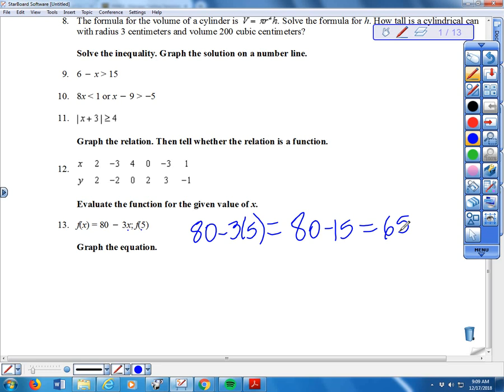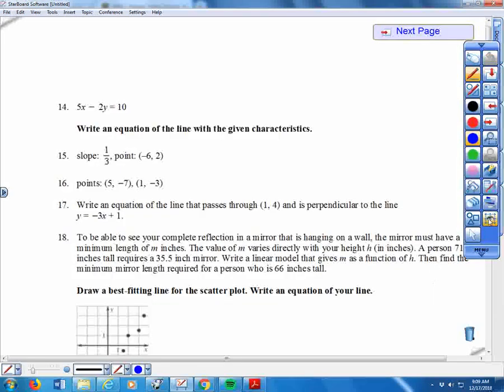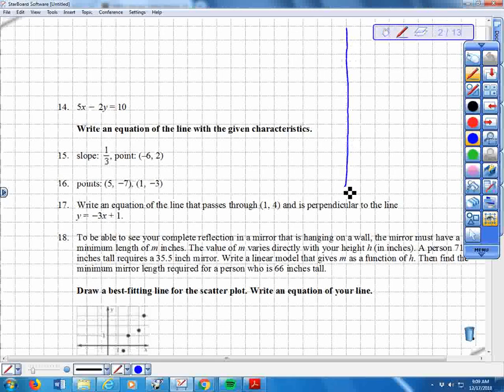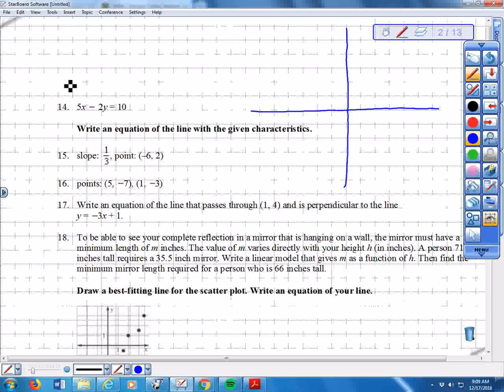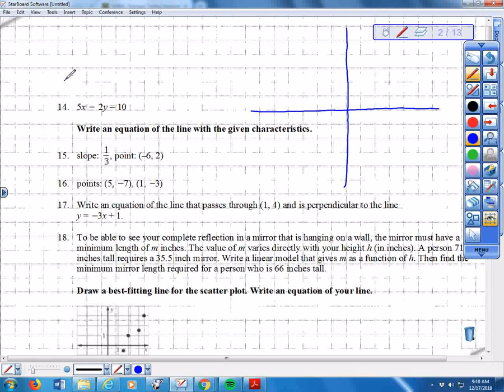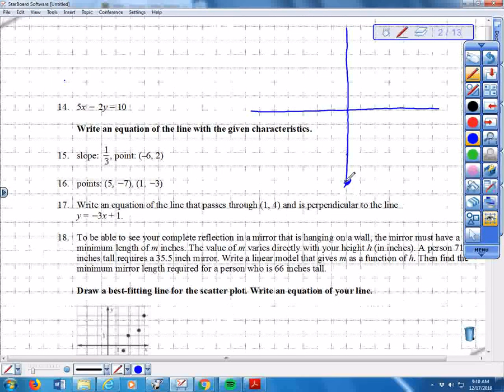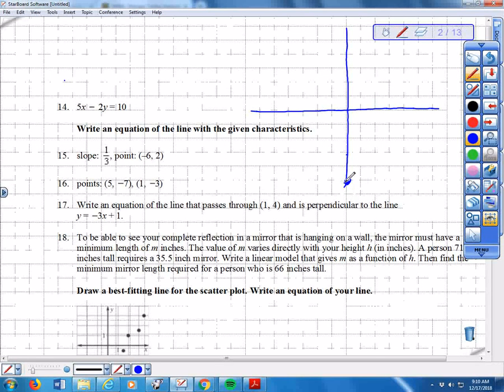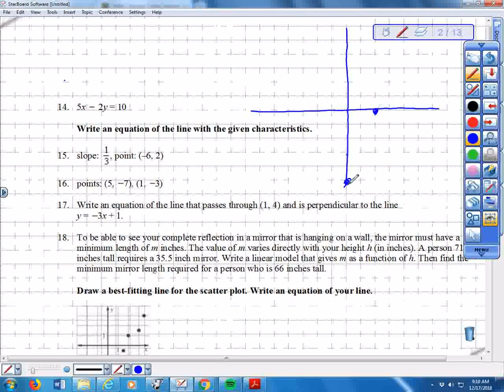Next, graph the equation. Okay, it's in standard form, so the easiest way to graph when it's in standard form is just to find your intercepts. So when I cover up x, I know that the y-intercept is negative 5. When I cover up y, I know my x-intercept is 2. All I need is 2 points to graph a line. Something like that.